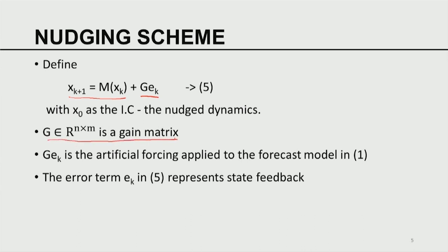G is again an n by m matrix. G of ek is a vector, an artificial forcing applied to the forecast model. The error term ek represents a state feedback. Why? Please remember ek is equal to zk minus h of xk. Therefore, I am using the state information to force the model. So that is what is called the state feedback.